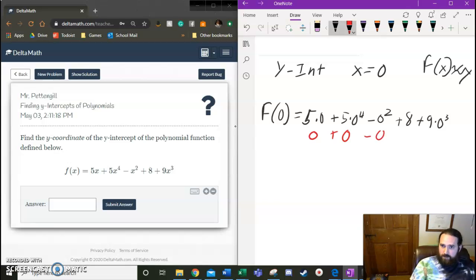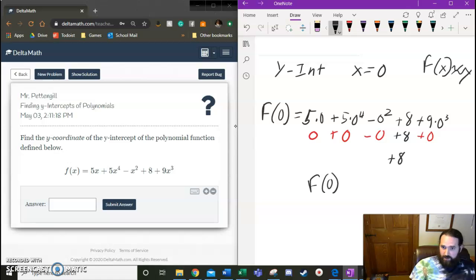Plus 8. Well, okay, that's a number that's still a number. And 9 times 0 to the 3rd. Well, 0 to the 3rd is 0. 9 times 0 is 0, so plus 0. 0 plus 0 minus 0 is 0, plus 8. That's 8. Plus 0. That's 8. So really, in this problem, what I cared about was that positive 8 by itself.